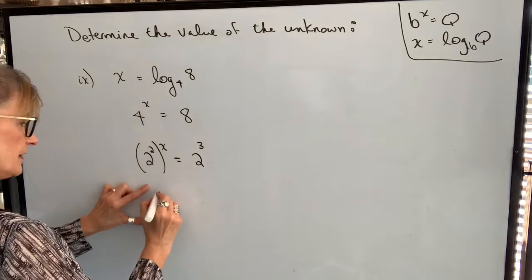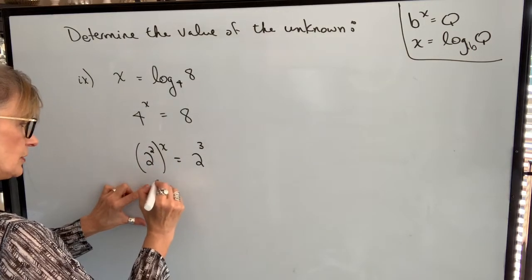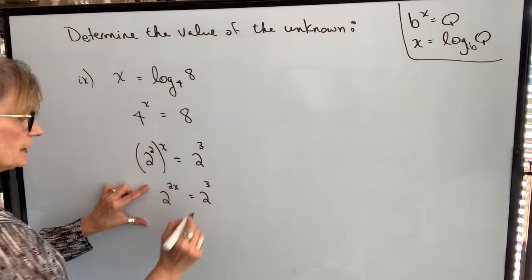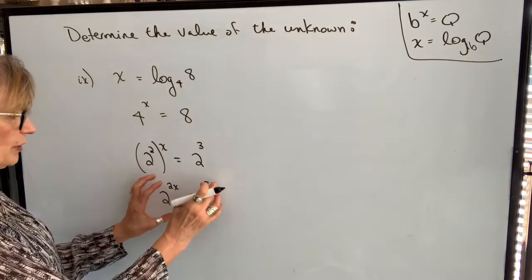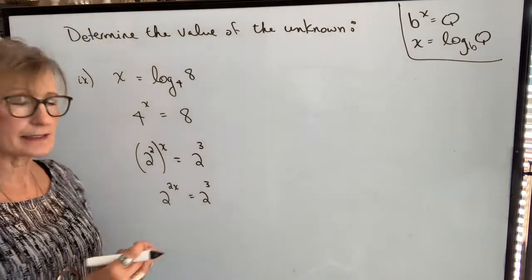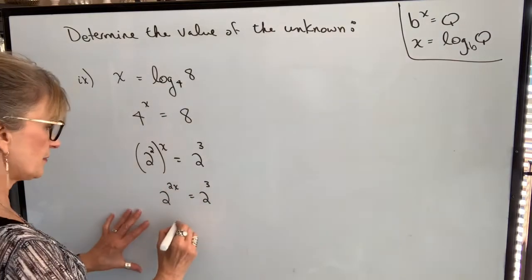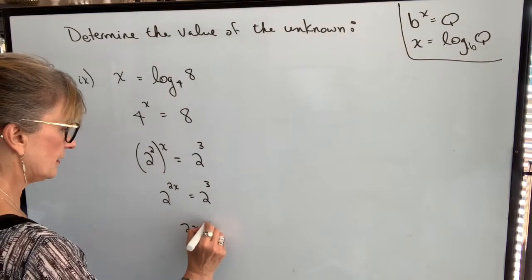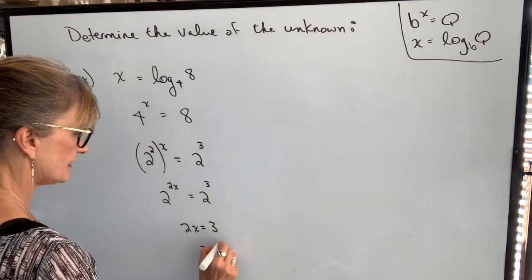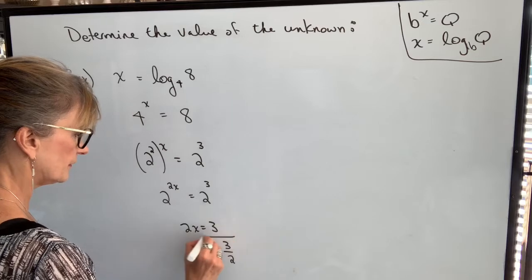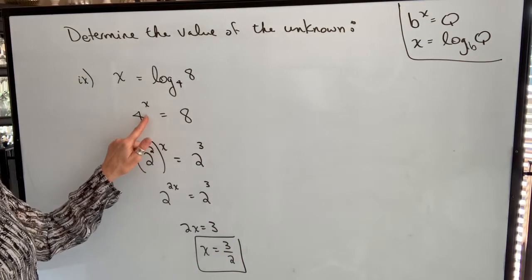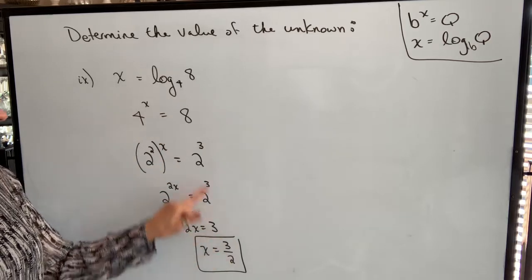Laws of exponents say that this will be equal to 2 to the 2x is equal to 2 cubed. Now we have the two powers are equivalent and our base is the same. Therefore, the exponents must be equal. So therefore, 2x is equal to 3 and x is equal to 3 halves. We can plug it in. Does 4 to the 3 halves equal 8?